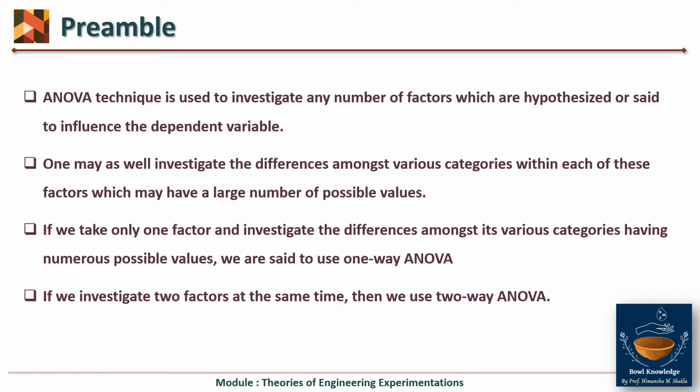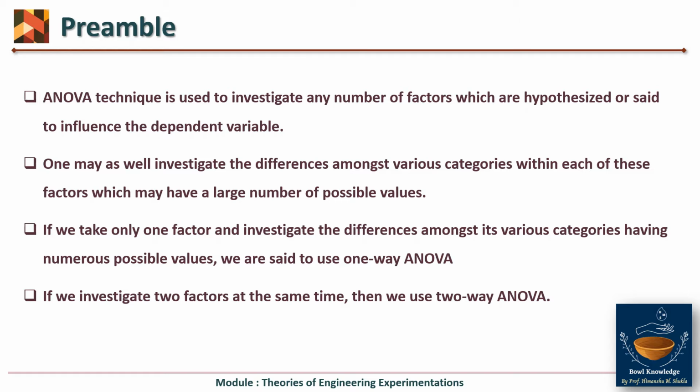One may as well investigate the difference among the various categories within each of these factors, which may have a large number of possible values. As I am saying, if you have to compare the mileage of four cars having four different fuels, in such a case you can also find the differences in those categories. One fuel is CNG, one is petrol, one is LPG, and the fourth one is an electric vehicle. You can compare cost out of it. You can compare the differences in those samples basically by using ANOVA.